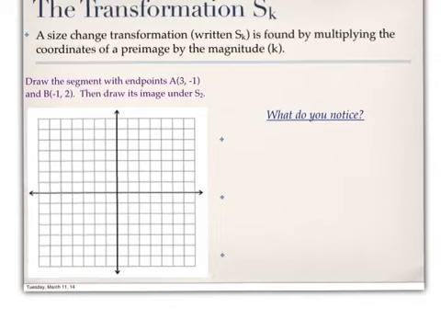A size change transformation, written S with a subscript K, is found by multiplying the coordinates of the pre-image by the magnitude, K. You're going to see that K pop up a lot in this chapter.